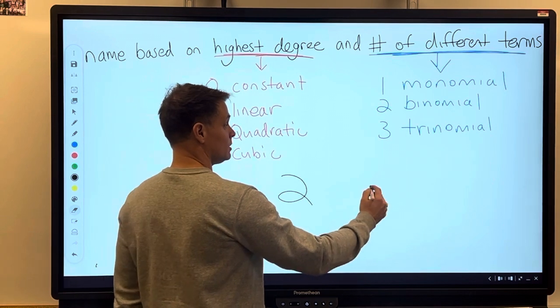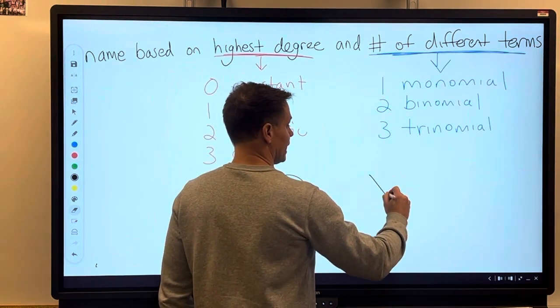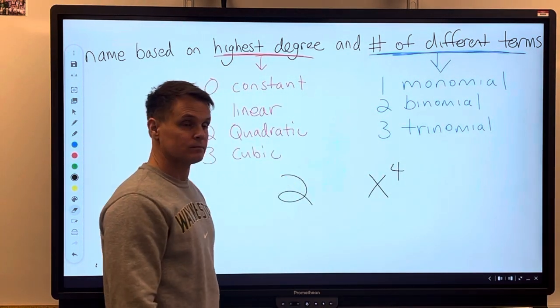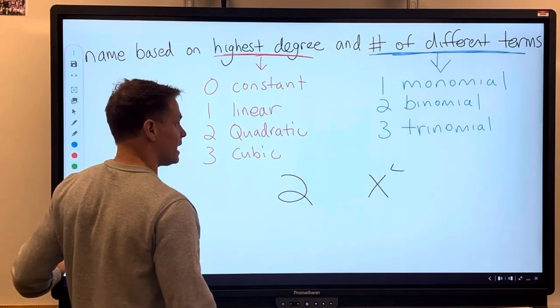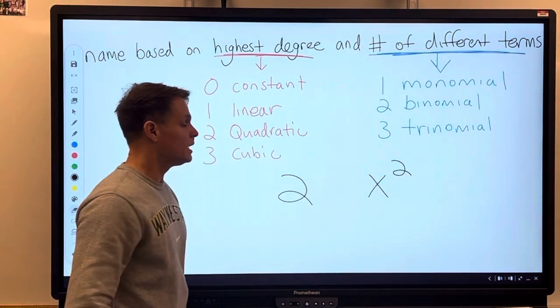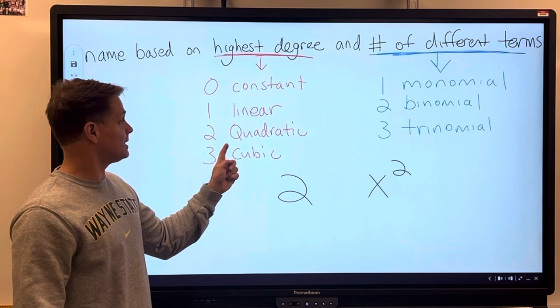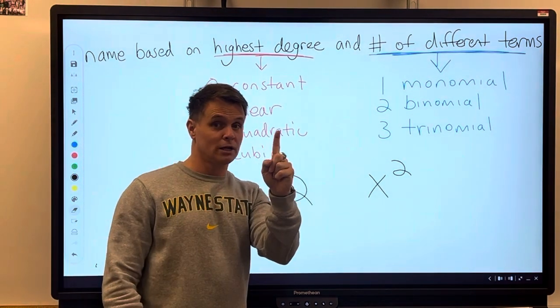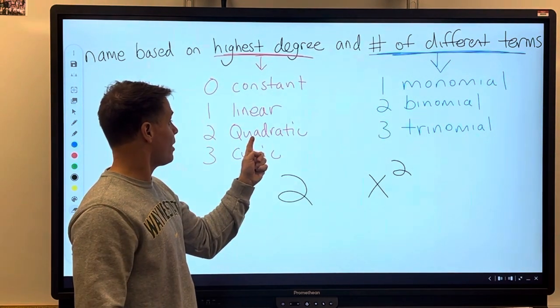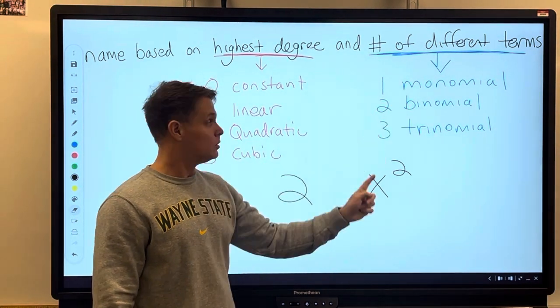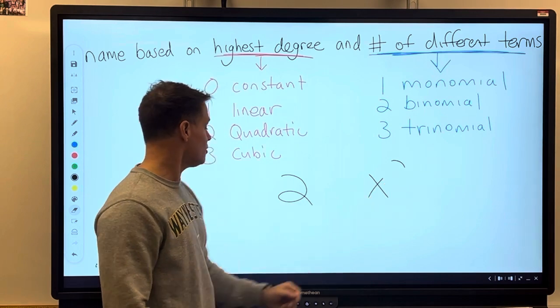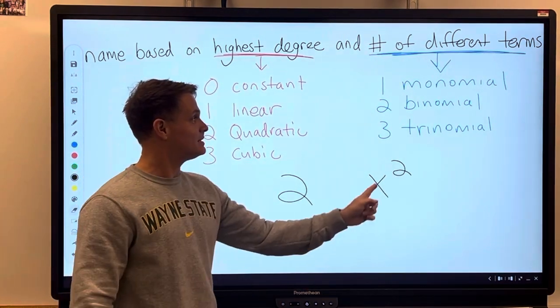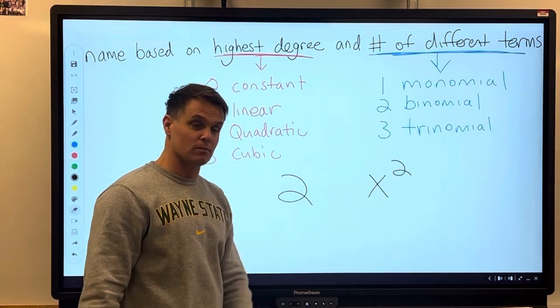Now here, let's take a look at this one. X to the 4th. Let's change that. Let's say x squared. X squared, the highest exponent is quadratic. It's 2. But there's 1 term, so it's a quadratic monomial. Highest exponent of 2 right here, and only 1 term.